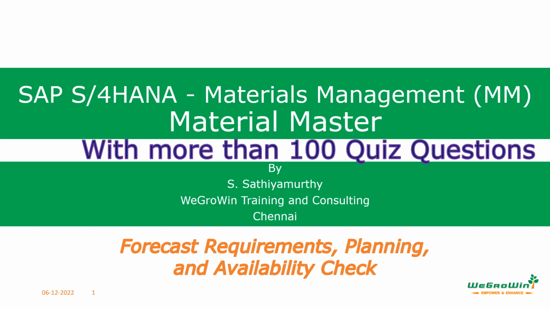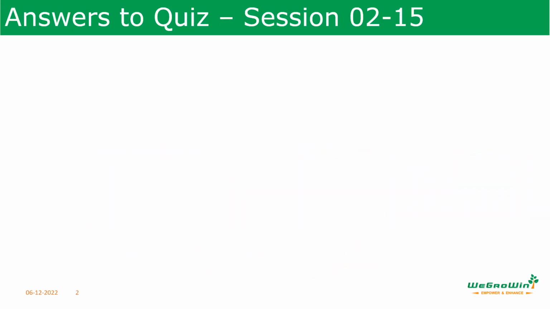Welcome back to our course on SAP Materials Management. In this session, we will be discussing MRP3 views, the critical parameters like forecast requirements, planning parameters, and availability check parameters. Before going into the session, let us see the answers for the previous session.